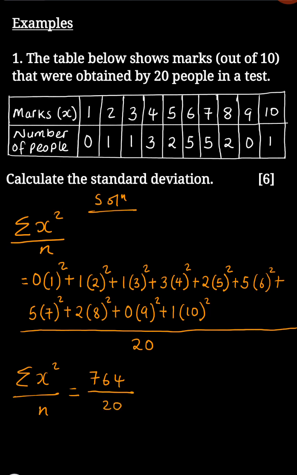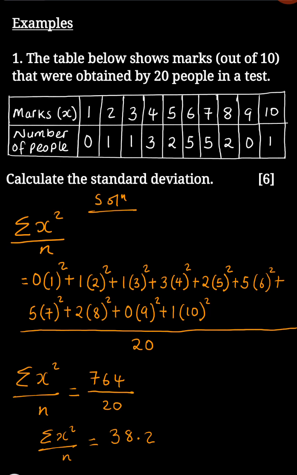Once you have done this, you are now going to say the summation of x squared over n will be equal to 764 divided by 20, which will give you 38.2. That is what your calculator will say. So this is the second step.